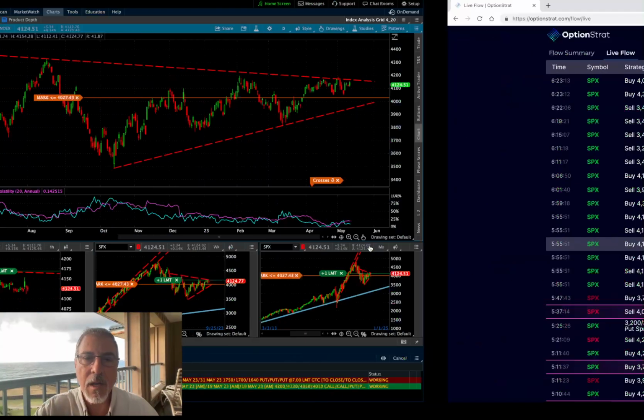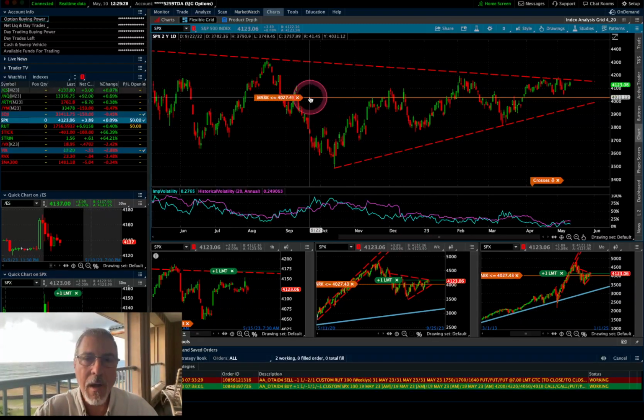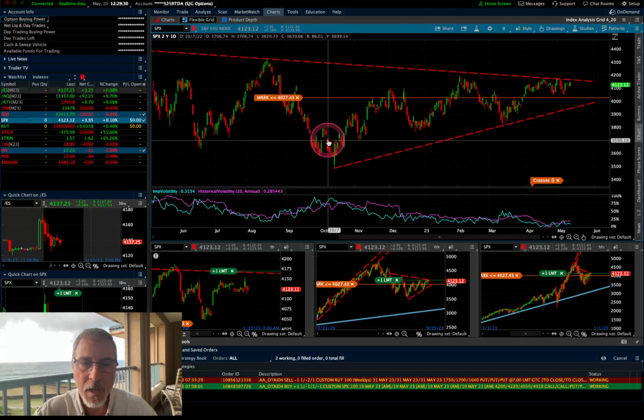So let's take a look at a chart. Why might a chart also lead us toward this same general conclusion? Well, our SPX, these are daily bars here, so each bar represents one day in time.